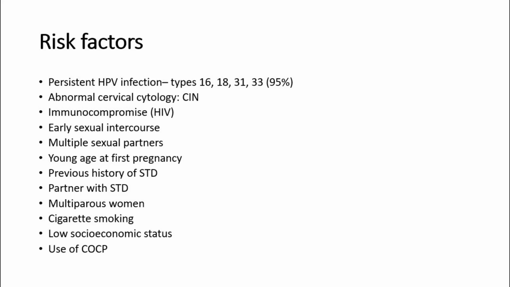Multiple sexual partners. Young age at the first pregnancy, or any previous history of having a partner with sexually transmitted diseases, multiparous woman, cigarette smoking, low socioeconomic status, and also the use of combined oral contraceptive pills. The use of COCP is due to association of non-barrier method and also exposure to HPV.